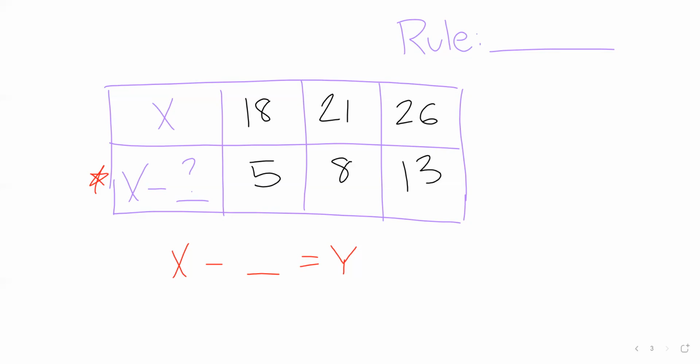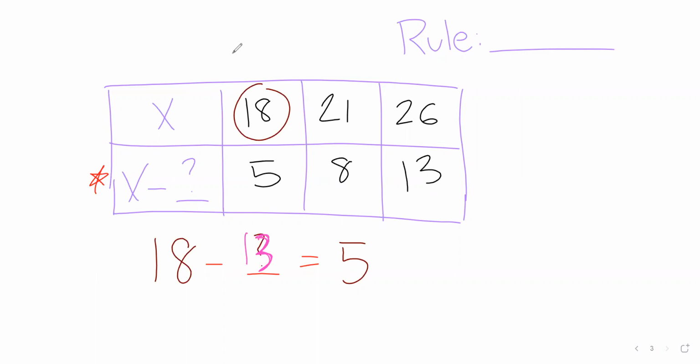Let's substitute, right? So for the first one, I'm going to take 18 and put it in place of X. So let's erase the X and put 18 in here. I still don't know what this is, but I do know when I'm done with it, I'm going to have a 5. So 18 minus something equals 5. If I find 18 minus 5, I'm going to get the same difference, and that is 13.